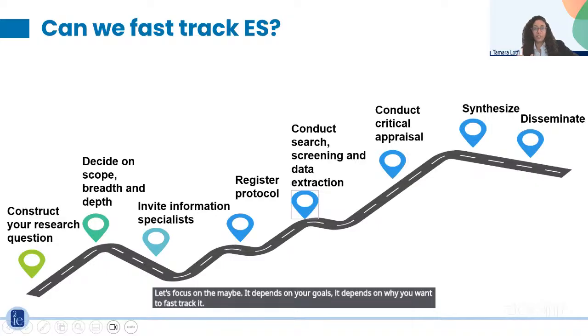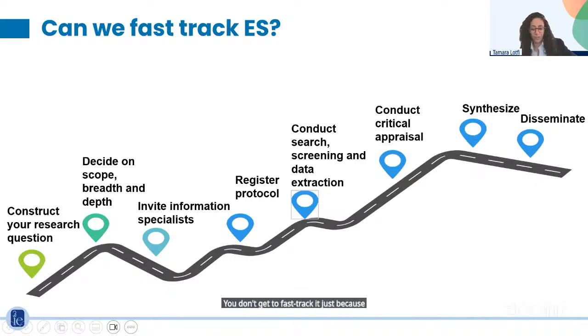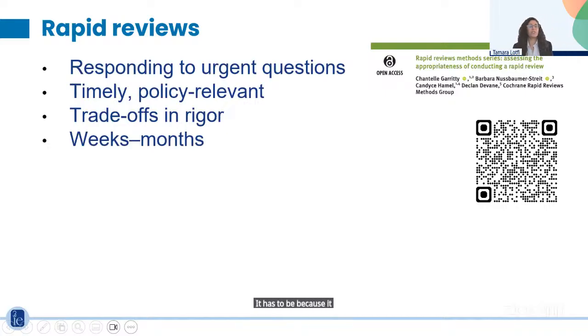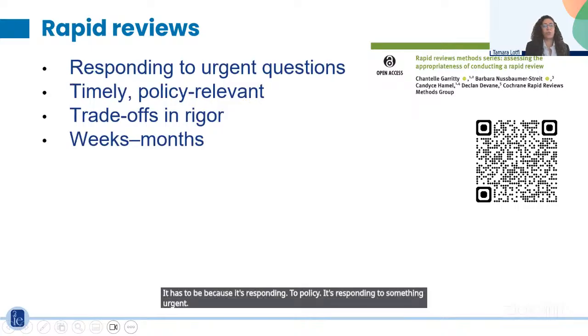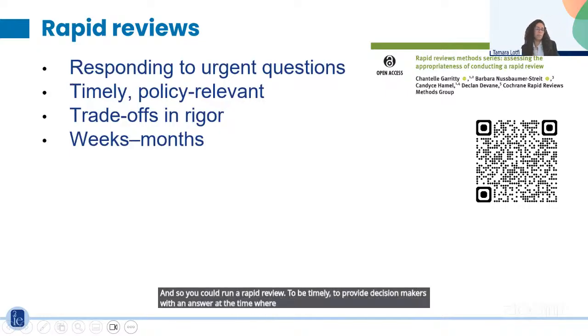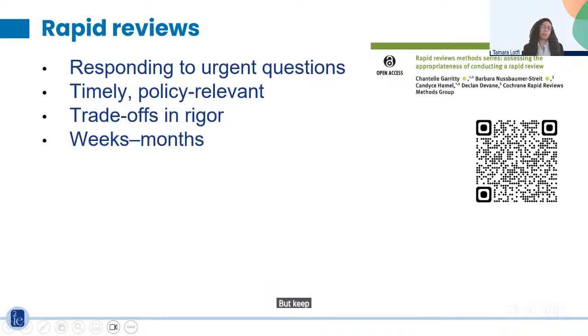You don't get to fast track it just because you want to get done with it quickly. It has to be because it's responding to policy, or to something urgent. You could run a rapid review to be timely, to provide decision makers with an answer at the time when they need it. But keep in mind that there will be trade-offs in rigor. It will take weeks to months, but there are methods to follow.